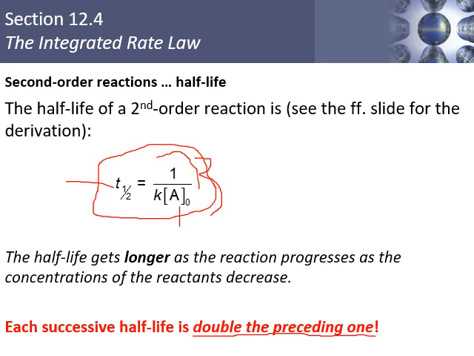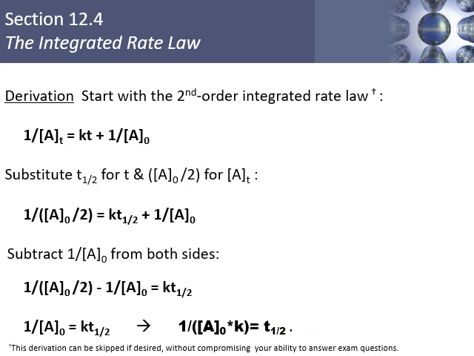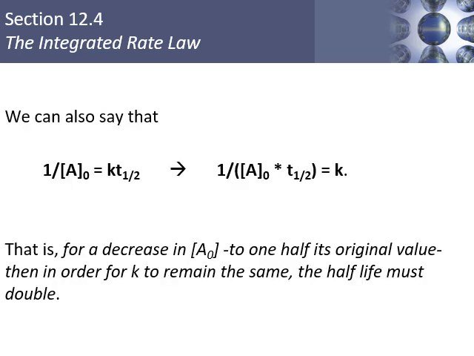Okay, so let's go to the next slide. And then this derivation is for the half-life for second-order reactions, which I'm not going to go through, so let's move on. So this is just two different ways that we can write what we just said. 1 over A0 equals K times T1 half, or 1 over A0 times T1 half equals K. Anyway, I wouldn't worry about that too much. Let's go to the next slide.